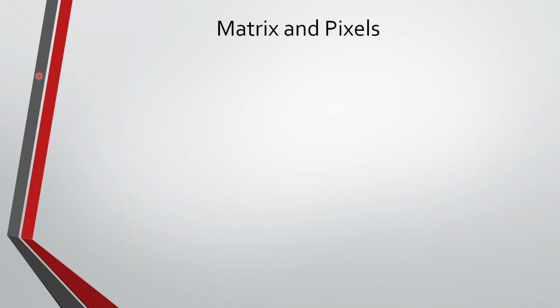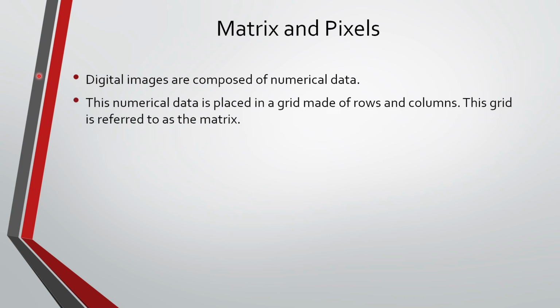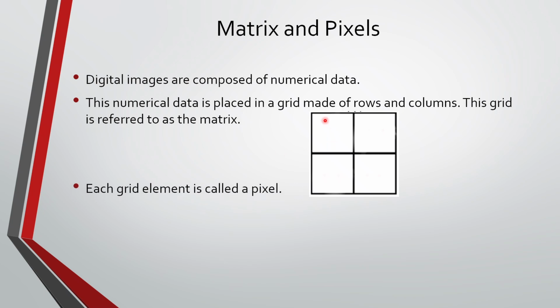We'll start by looking at matrix and pixels. Digital images are composed of numerical data. This numerical data is placed in a grid made of rows and columns. This grid is referred to as a matrix. We can see the matrix right here. So a column is up and down like this, and rows are like this.